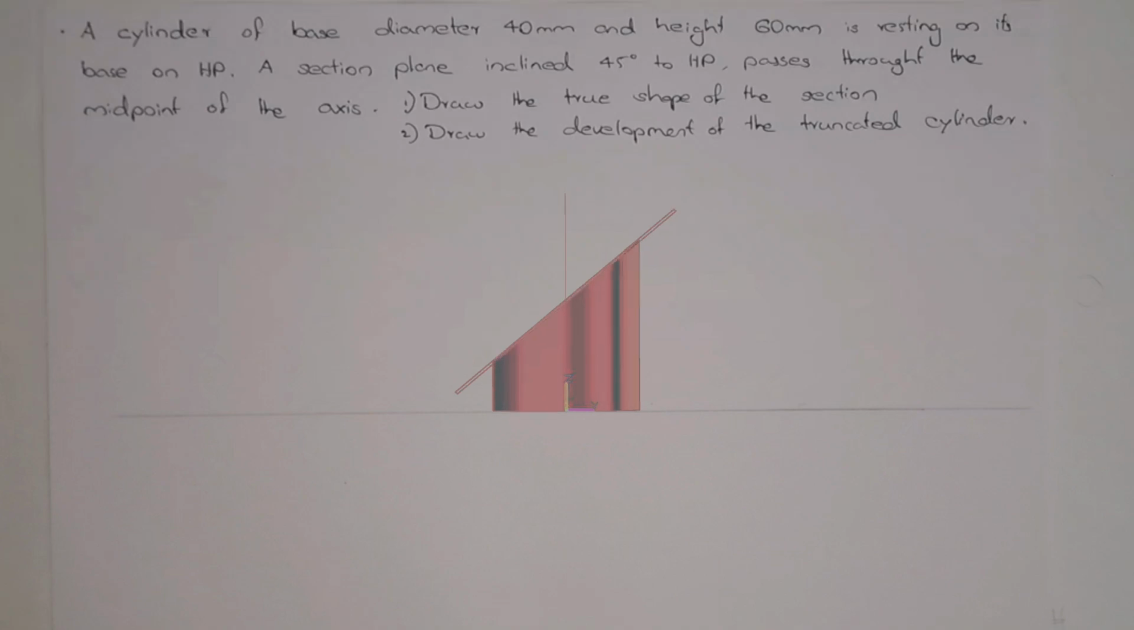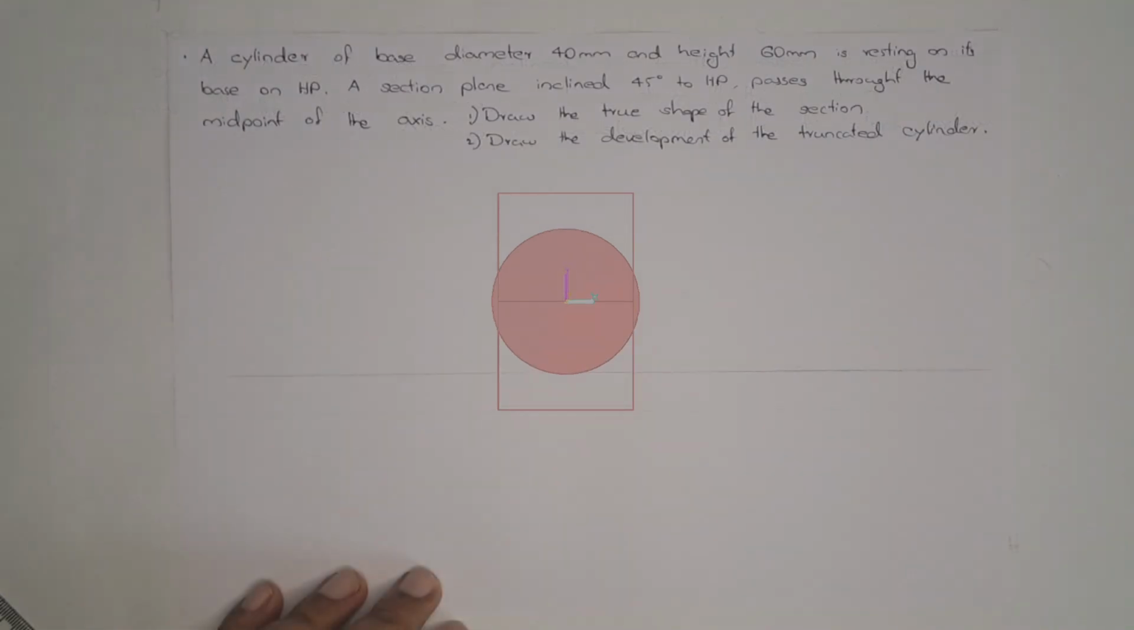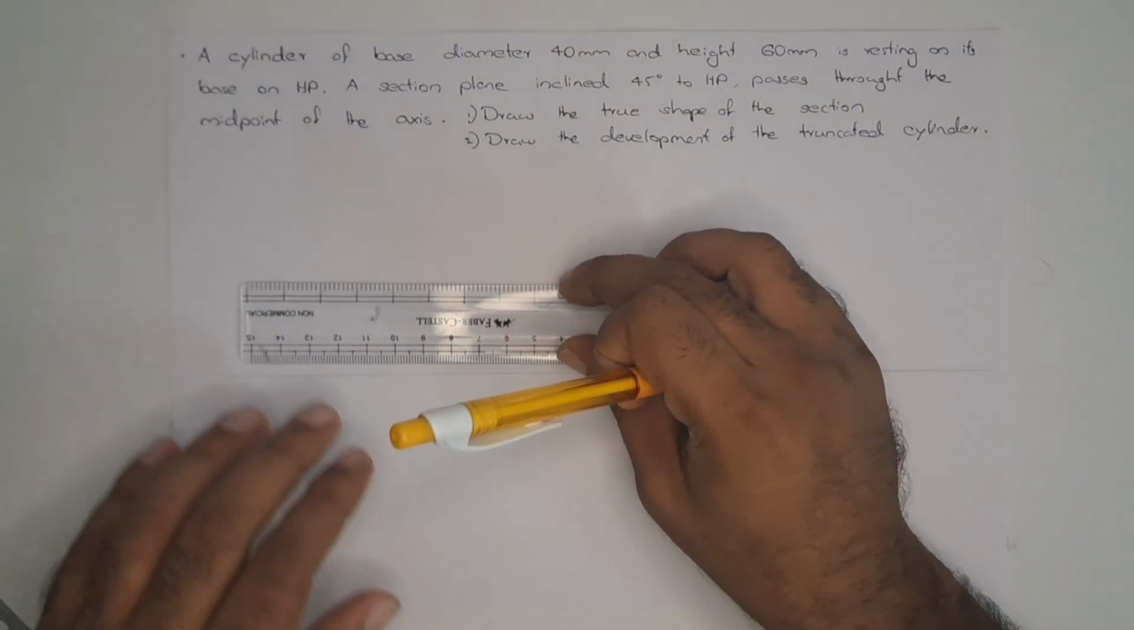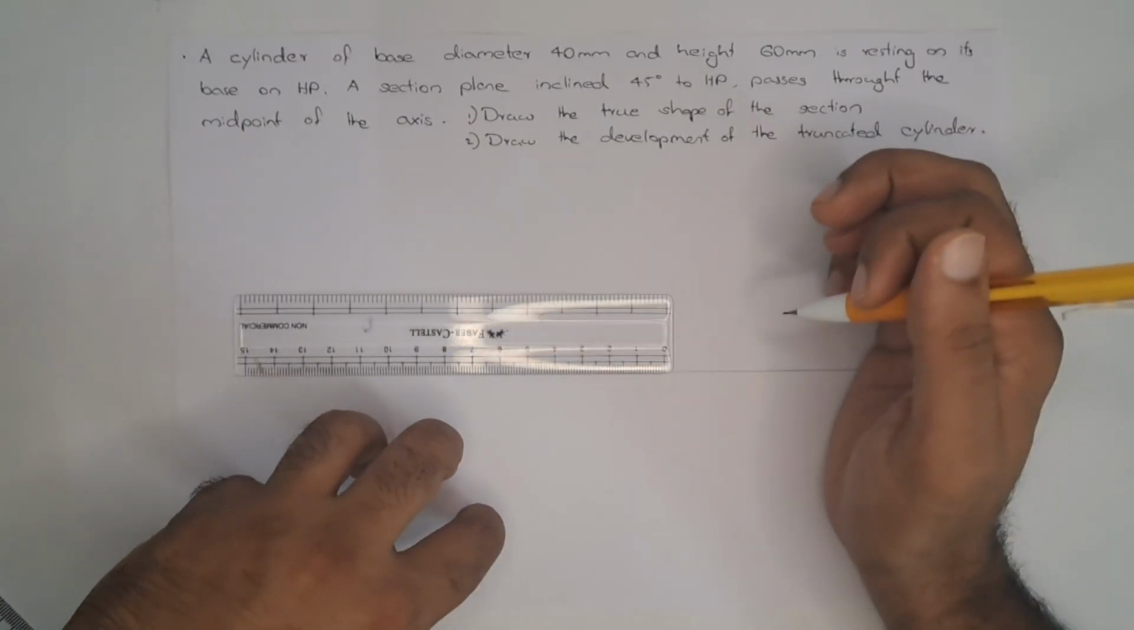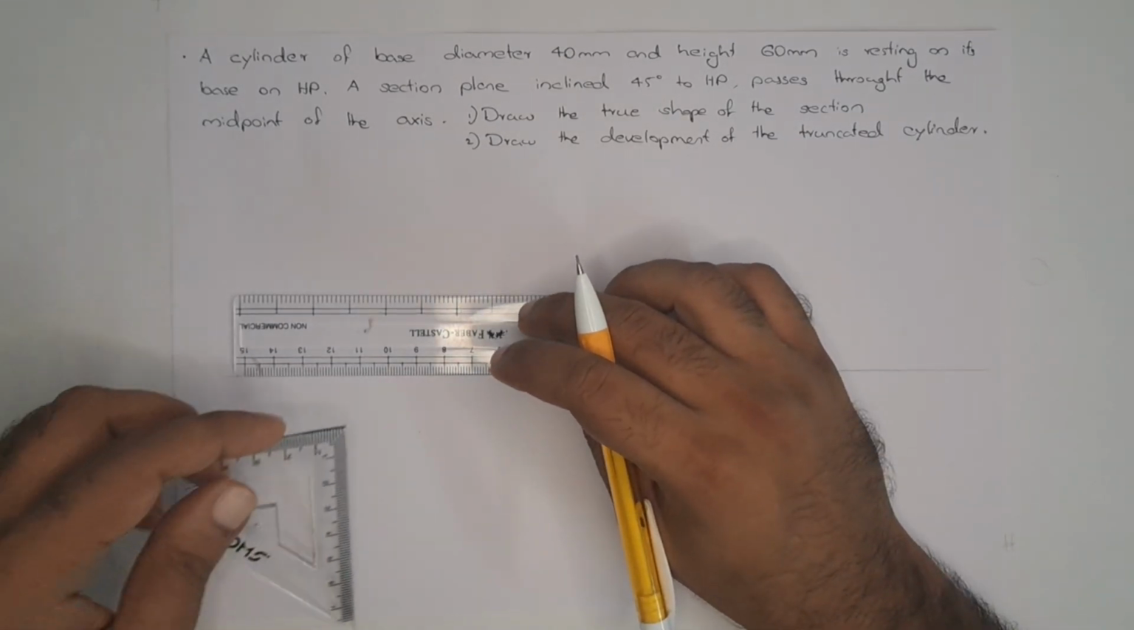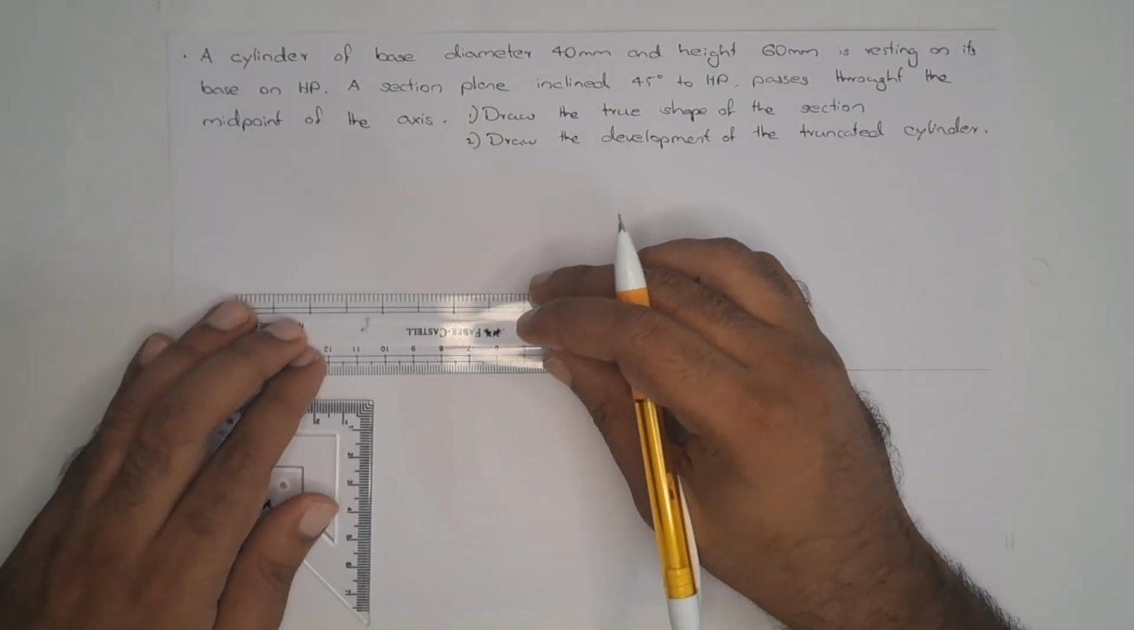Hi everyone. Today we are going to discuss a cylinder of base diameter 40 mm and height 60 mm. It's resting on its base on HP. A section plane passes through the midpoint of the axis and it is inclined 45 degrees to HP. Draw the true shape of the section and the development of the truncated cylinder. At first we have to draw the circle on the top view because it is resting on HP.